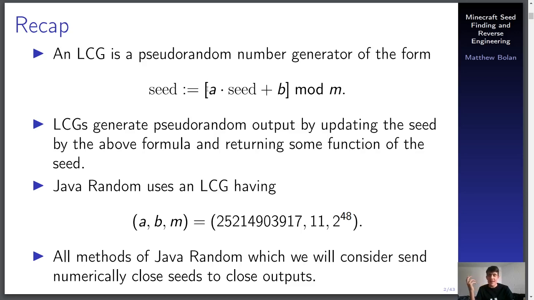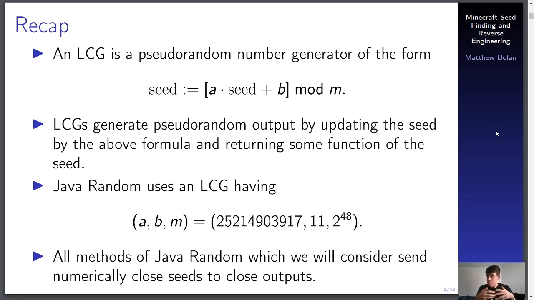Seed is assigned A times seed plus B, and then this whole thing is taken modulo M. And again, that means the remainder after dividing by M. Watch my first video if you want to see more stuff about LCGs in depth and the derivation of the formulas that are going to be on the next slide.